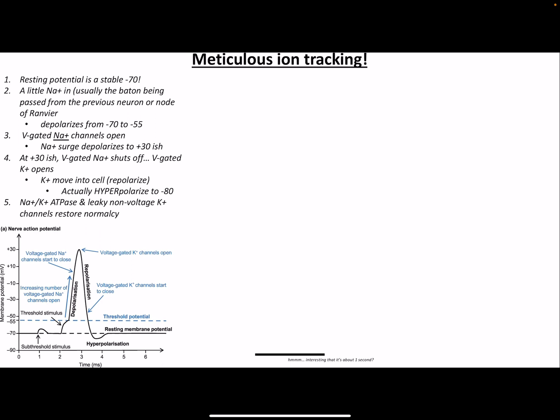So, if you want to just brute force memorize everything, by all means, but I think this will just make it easier down the road, if you have a firm understanding of the physiological principles.